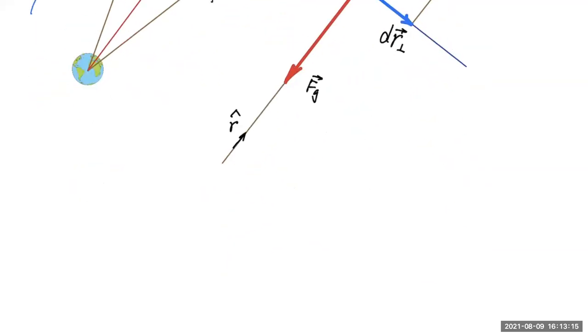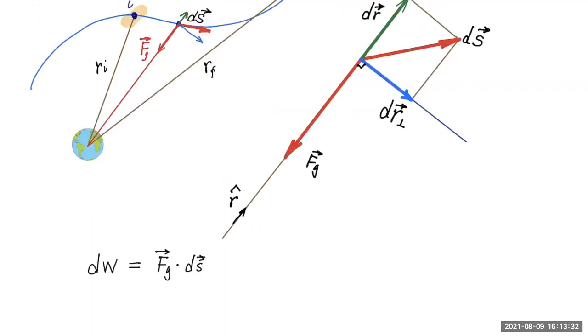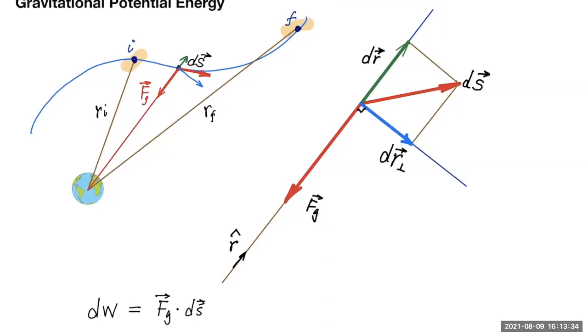So I'm going to write that down. dW, the infinitesimally small amount of work done by gravity, equals Fg dot ds. Fg, as you can see, points from the object to the center of the Earth. It could be any other object for that matter. But ds is arbitrary, so the angle between Fg and ds can vary all the time.